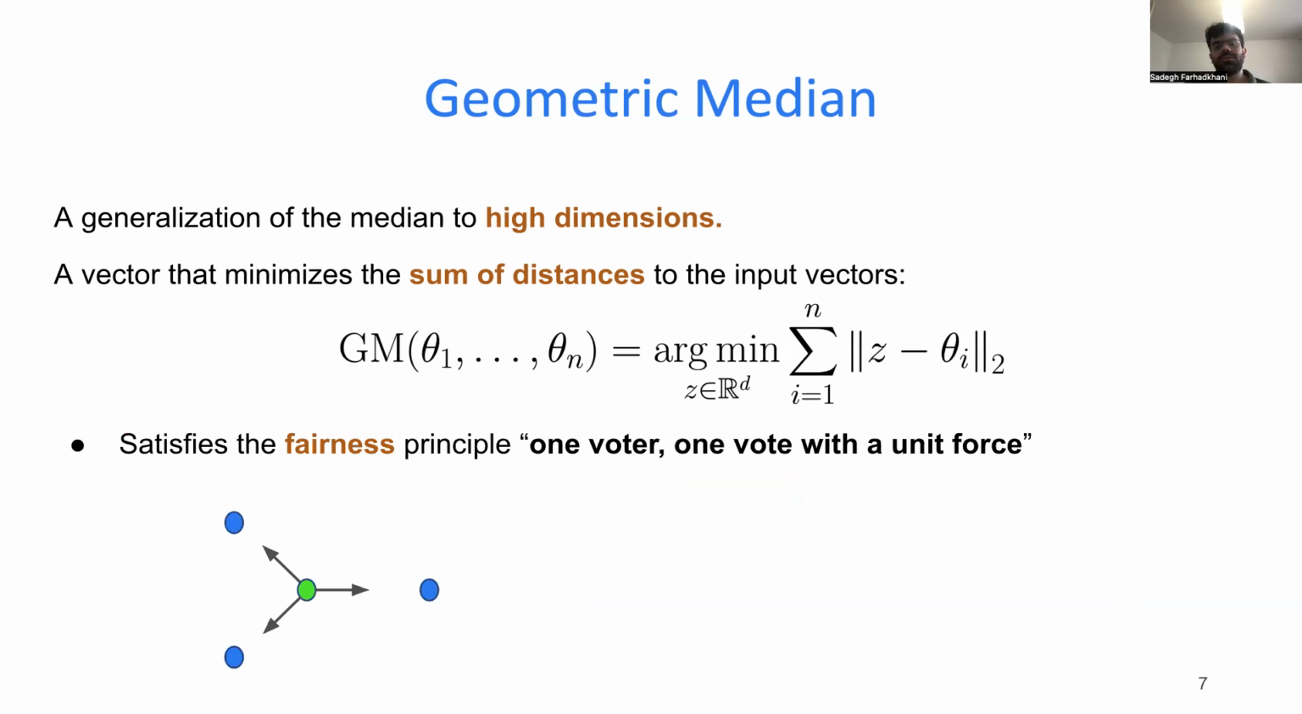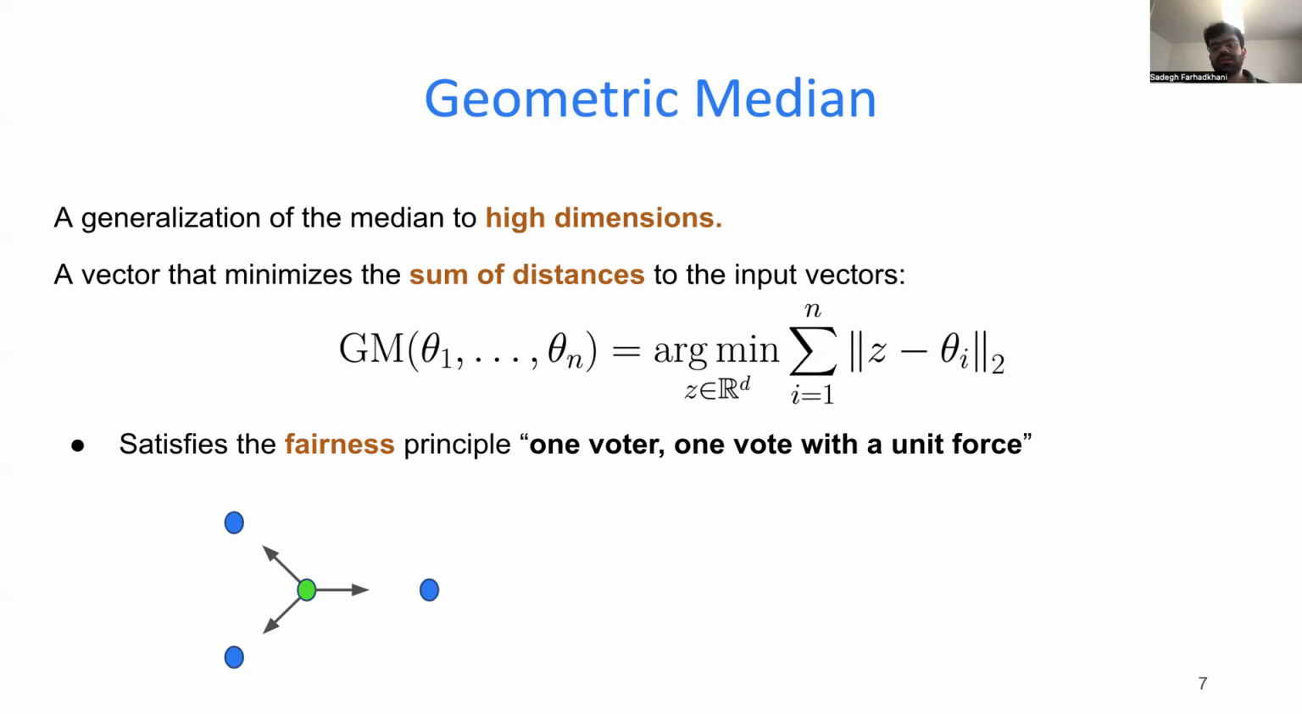The second property, which is also connected to robustness, is that the geometric median satisfies a special type of fairness principle, which is one voter, one vote with a unit force. What does it mean? It means that the computation of the geometric median is actually equivalent to the scenario in which each vector pulls the output of the geometric median to itself with a unit force. And the geometric median would be the equilibrium of this process.